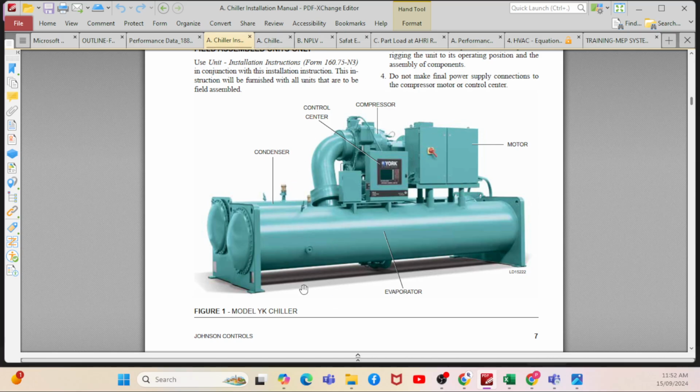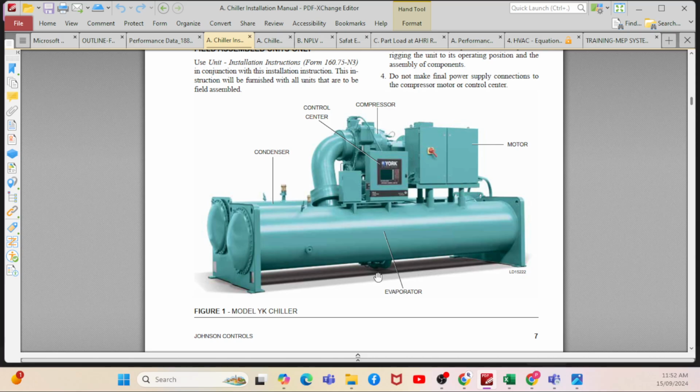If you look at this picture, you can understand what the water cooled chiller looks like. You can see the evaporator, and then another cylinder is the condenser. Then you can see the motor, the compressor, and the central control panel. So this is what the water cooled chiller looks like. When you talk about an air cooled chiller, it has an evaporator and then a V shaped condenser, because that is cooled by means of air. So this is what the water cooled condenser looks like.